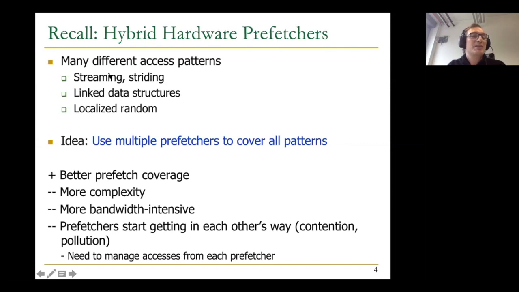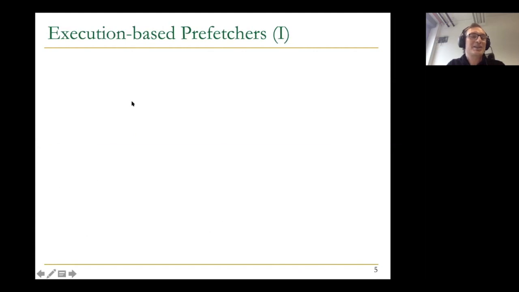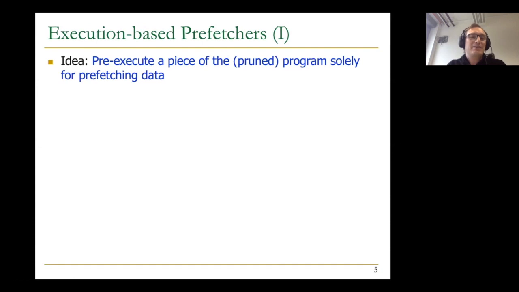That's true for execution-based prefetchers also. Execution-based prefetchers, I believe, can cover streaming and striding patterns, but maybe not so efficiently. And the idea is, I've given you the idea before, but it's a simple idea again, but implementation may be relatively complex depending on how you implement it. Basically, the idea is to pre-execute a piece of the program solely for prefetching data. And it could be a pruned piece of the program, or it could be a specially created piece of program just for prefetching for the main program that you create.